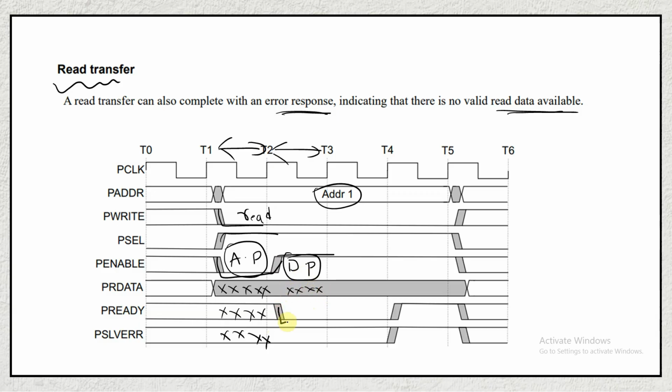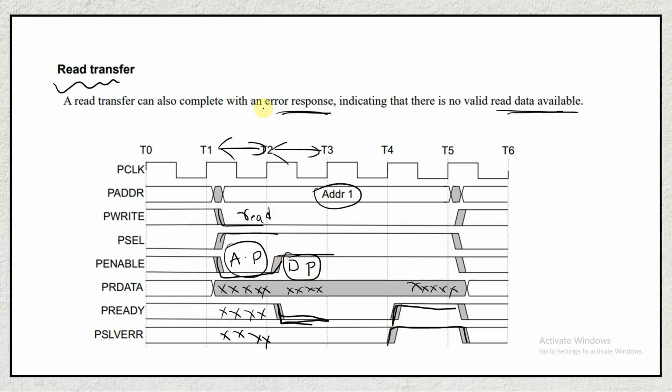Because your PREADY was equal to 0, since your PCLK period was equal to 0, we don't have any data available on the PRDATA bus. Now whenever your PCLK period was equal to 1, there is still no data available at all, and still no valid data available. So if the slave wants to tell the master that there is no valid data available, then it is going to give you the PSLVERR. That means there is no valid data available.